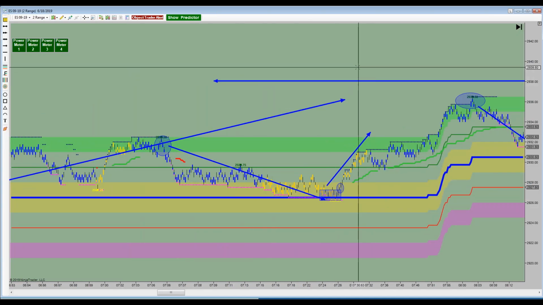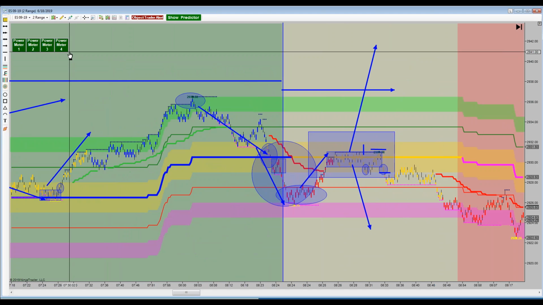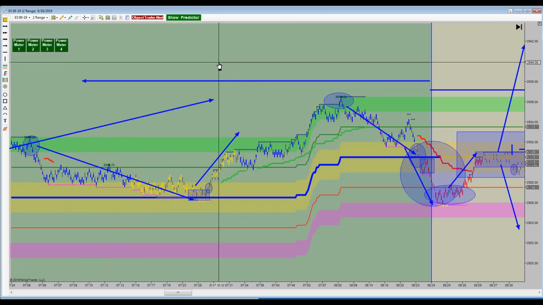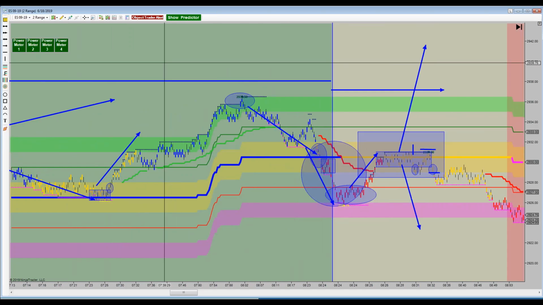Are you in an uptrend? Are you in a downtrend? Are you transitioning? Is it going up? Is it going down? Should I be taking longs or shorts? Should I hold off?